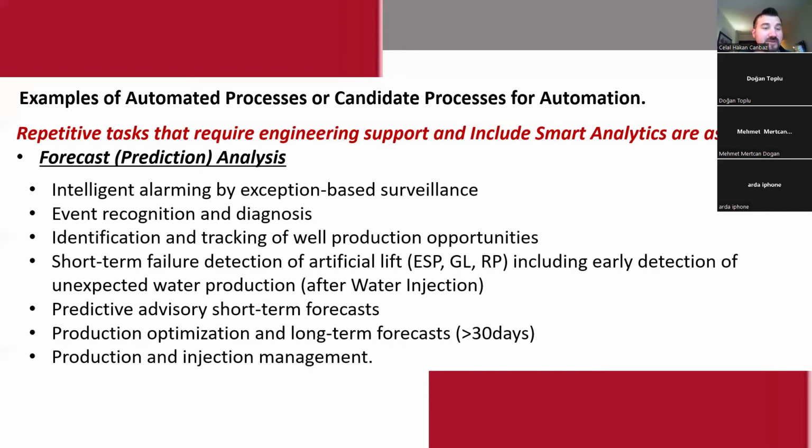Including early detection of unexpected water production after water injection, especially because it's reaching breakthrough. When it reaches breakthrough, you can suddenly start to produce water. Then the water percentage and fractions increase. All right. So another one is a predictive advisory for short-term forecasts, production optimization, and long-term forecasts of more than 30 days. And the production and injection management is a part of that.